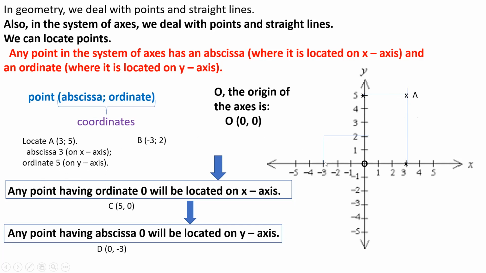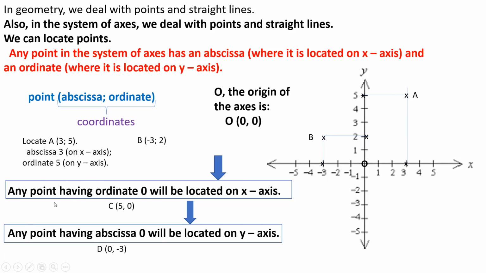Let's locate point B. It has abscissa minus 3 and ordinate 2. I draw 2 perpendiculars at the numbers. Where they intersect, it gives me B. Always, to locate a point, we write an X where it is located and we write its name.